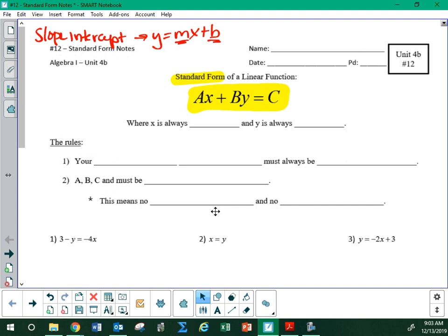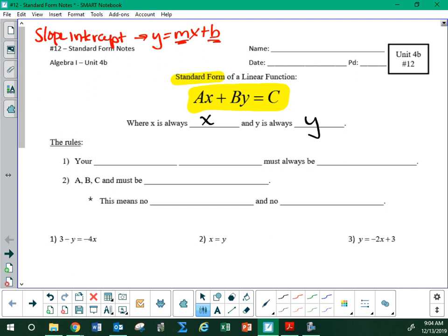So x is still x, and y is still y. A, b, and c are just coefficients, or just numbers. So it might be like 2x plus 3y equals 8. It doesn't give you your slope. It doesn't give you your y-intercept. You would have to find that information. Now there are two rules about our standard form. So we need to always have it in this format here. And then we also have a, b, and c have to be integers.